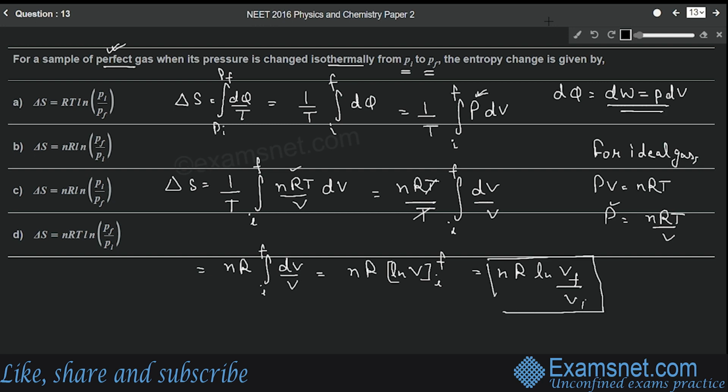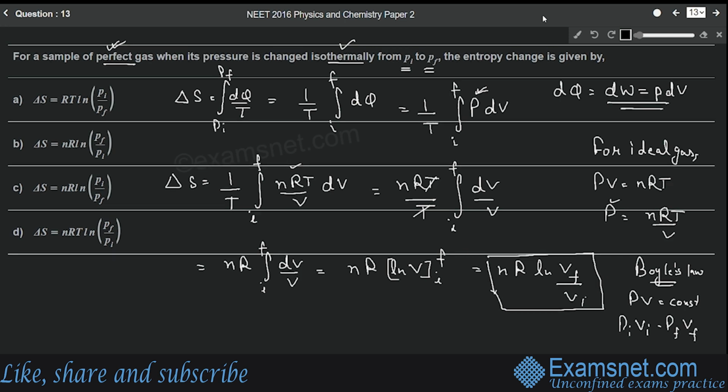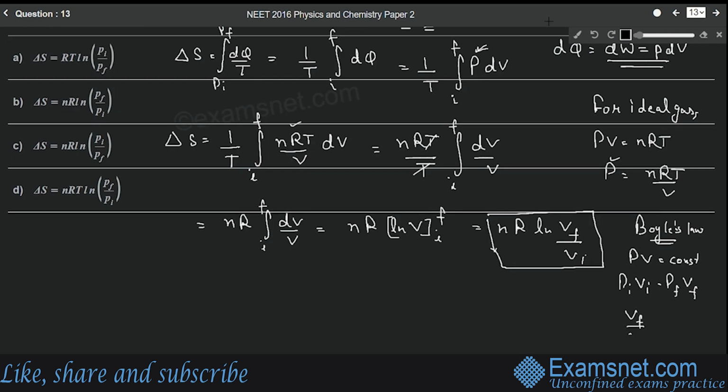So till here you understood, but the options are given in terms of pressure, not volume. So for that we have to consider Boyle's law. What does Boyle's law say? It says that at constant temperature, because the question mentions that the process is isothermal, so the temperature is constant, PV is constant. That means P initial into V initial will be equal to P final into V final. So from here we can find the value of V final upon V initial, that will be equal to P initial upon P final.